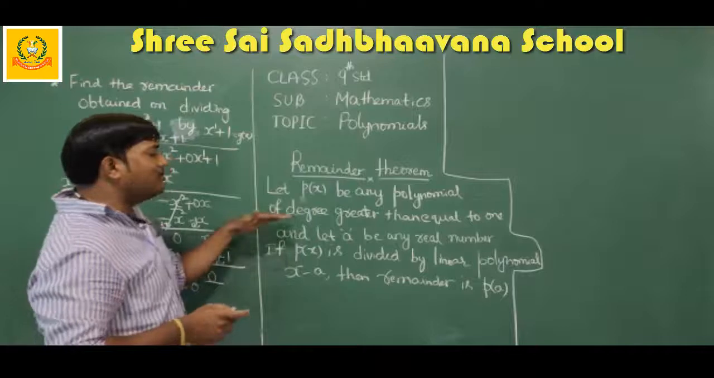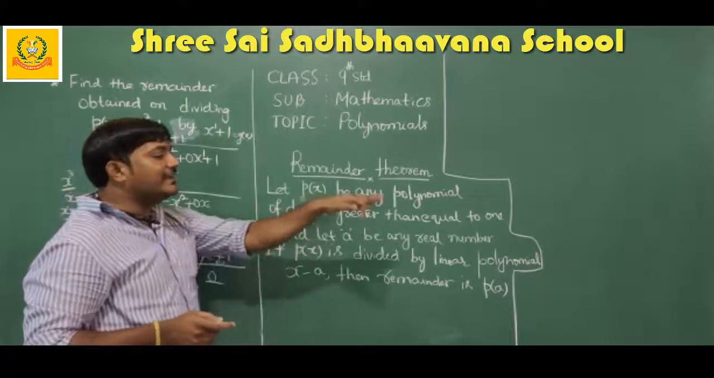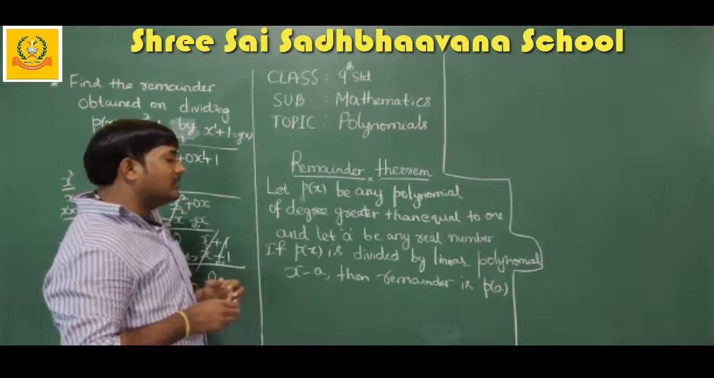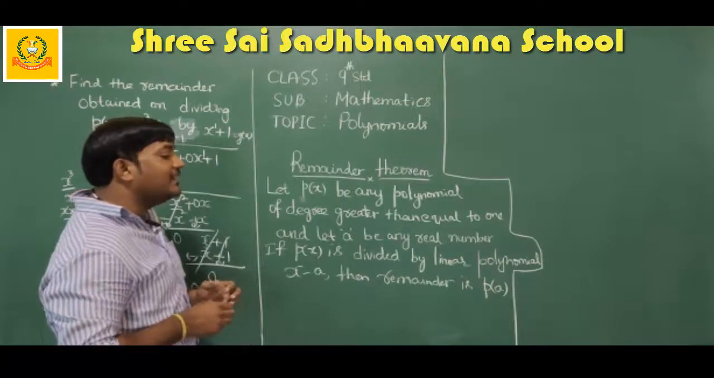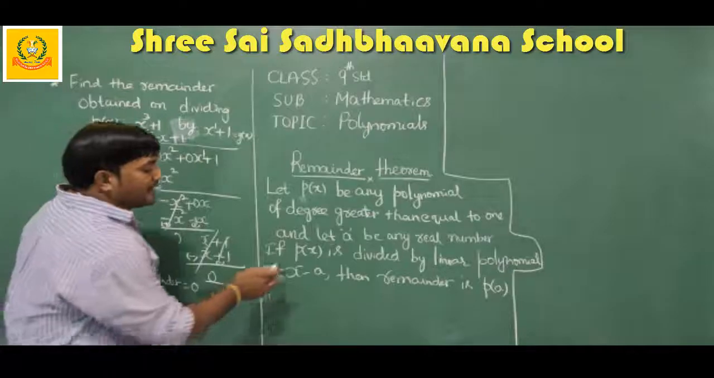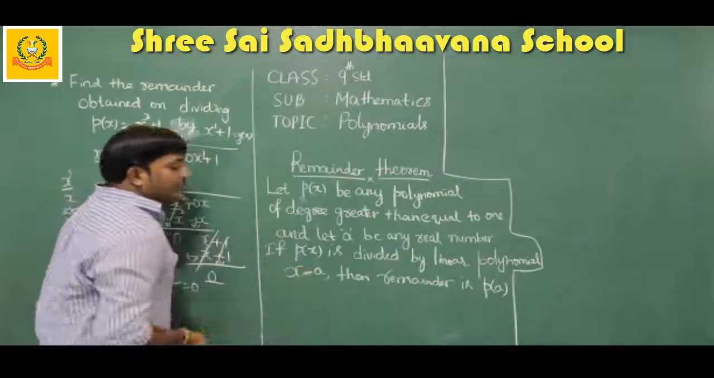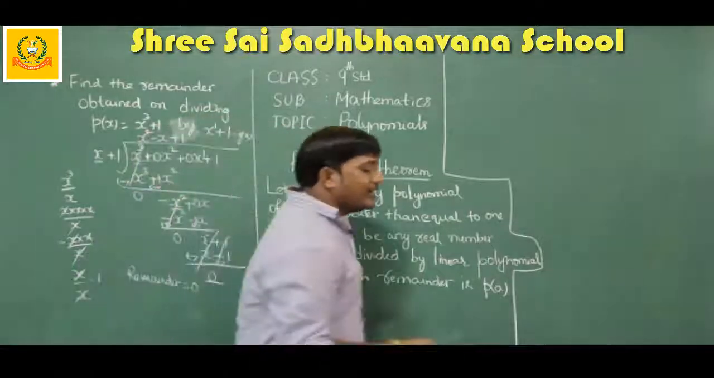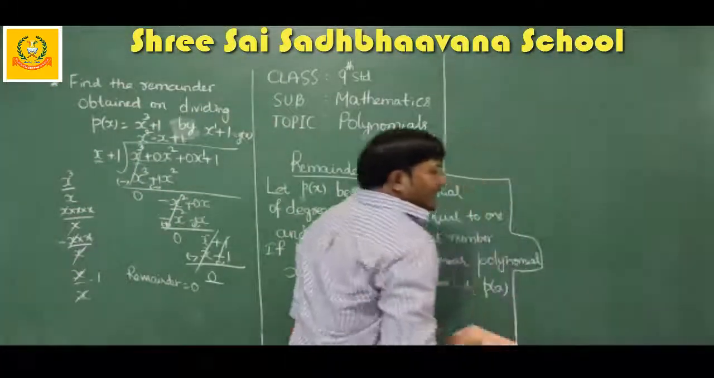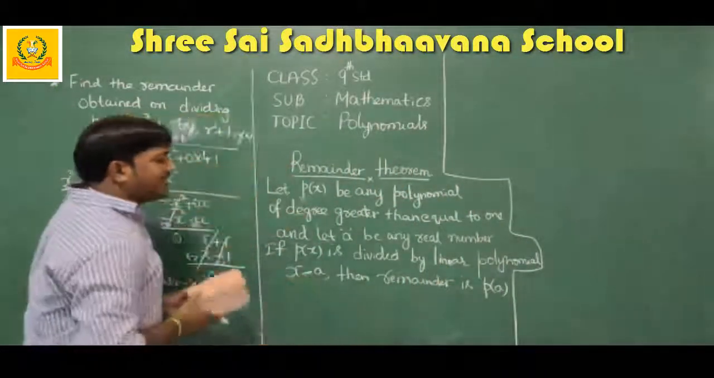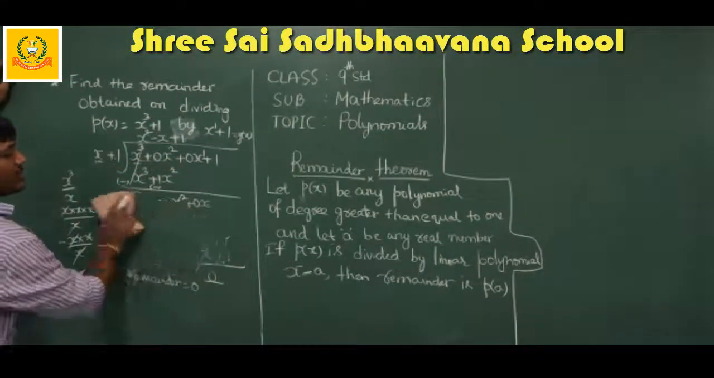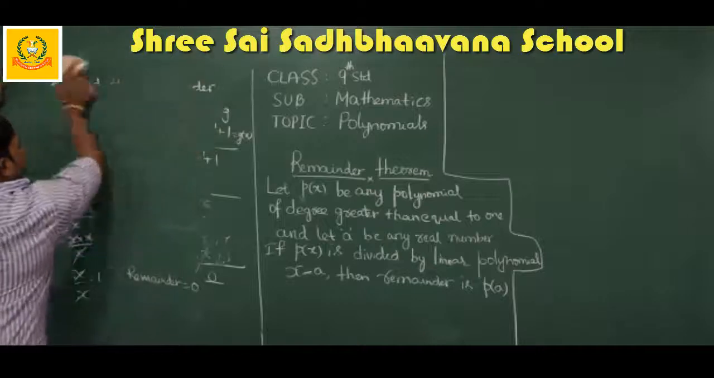Let P of x be any polynomial of degree greater than or equal to 1 and let a be any real number. If P of x is divided by the linear polynomial x minus a, then the remainder is P of a. So this is a little confusing, or not exactly confusing, it is tricky. I'll just remove this so that I can make you understand what the remainder theorem is.